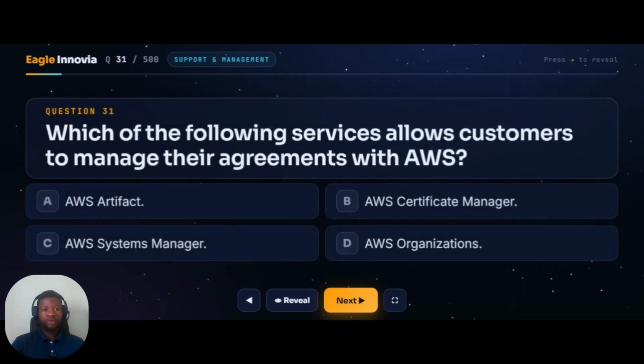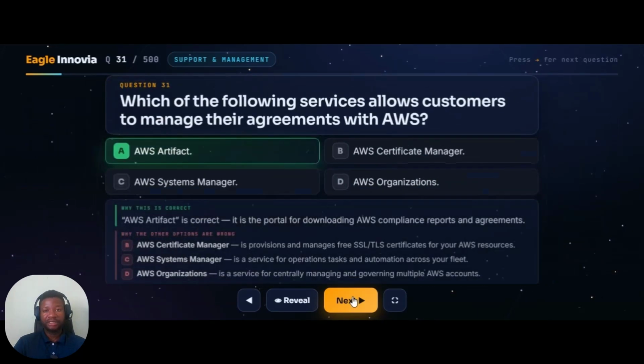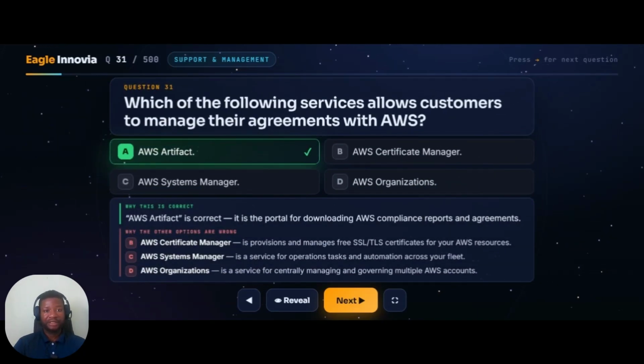Question number 31. Which of the following services allows customers to manage their agreements with AWS? A. AWS Artifact. B. AWS Certificate Manager. C. AWS Systems Manager. D. AWS Organizations. The correct answer is AWS Artifact. AWS Artifact is the portal for downloading AWS compliance reports and agreements.